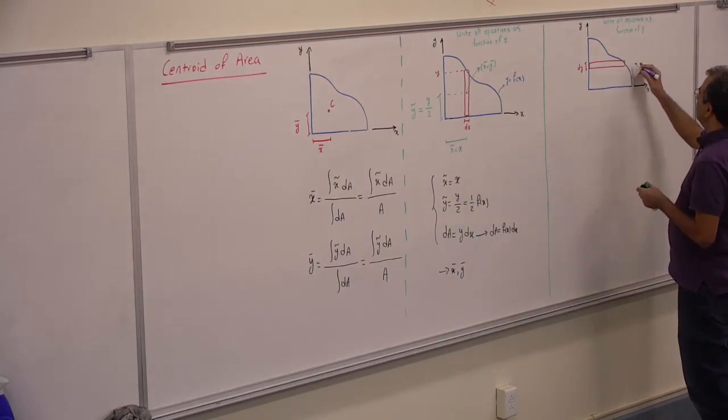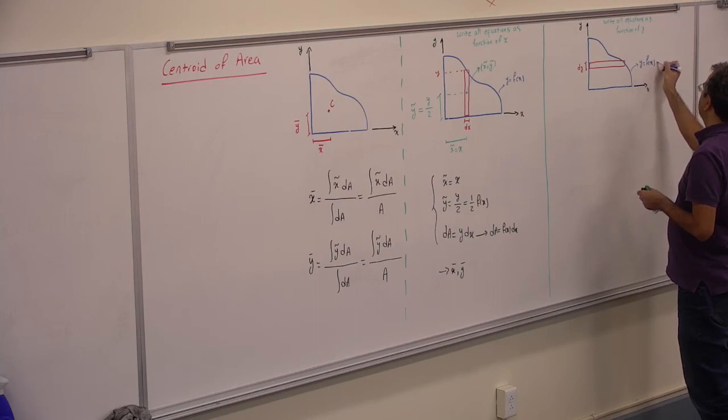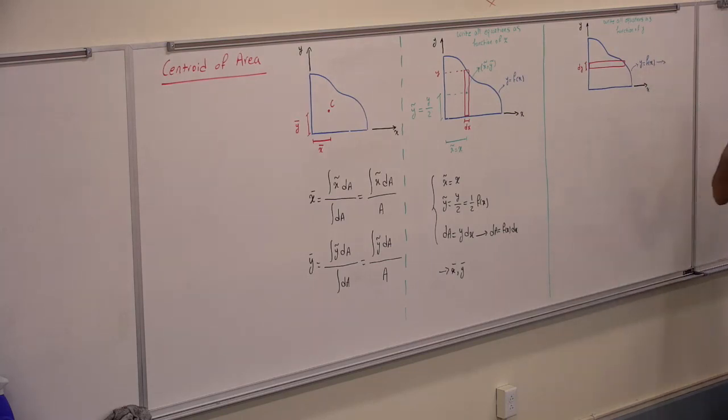Originally, I know that this is going to be y equal to f(x). I want everything to be written as a function of y. So I will go ahead and rearrange whatever equation I have here in this form: x is a function of y. Because I want everything to be written as a function of y, I rewrite that equation as a function of y.